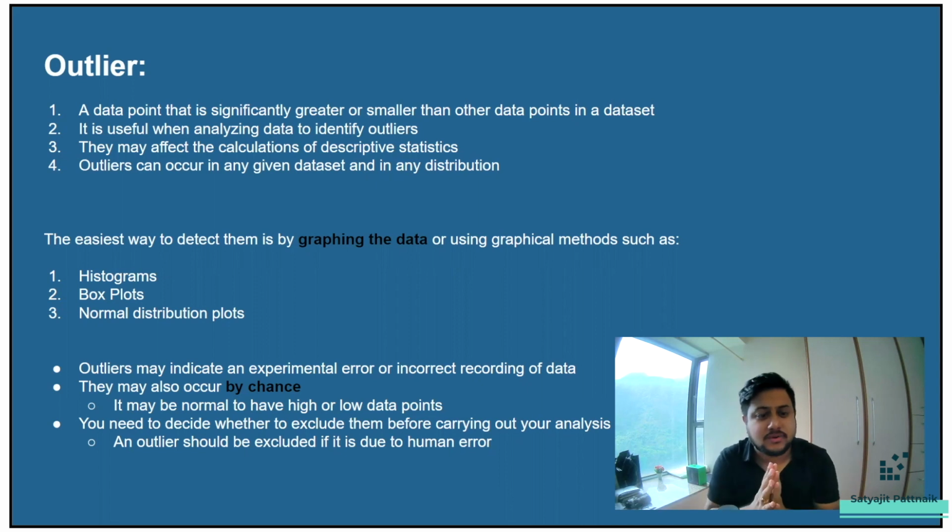Outliers may indicate an experimental error or incorrect recording of data. They may also occur by chance. So we don't know what the source of that is. How do they come? We don't know. But outlier detection and analysis is very important because sometimes we like to keep the outliers because we don't want to miss the information, and sometimes we want to get rid of the outliers.